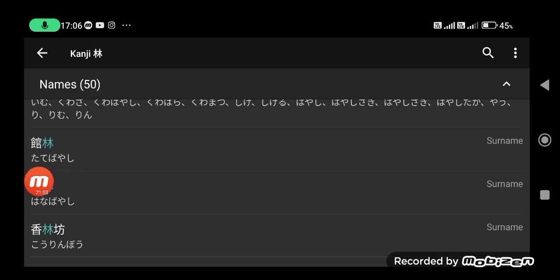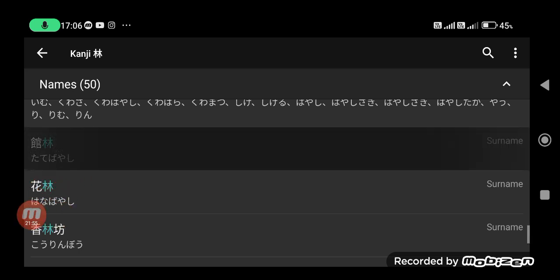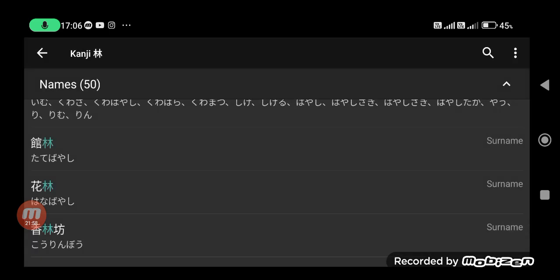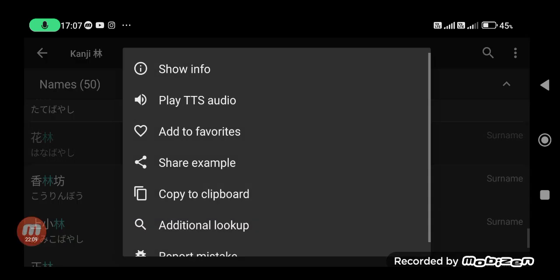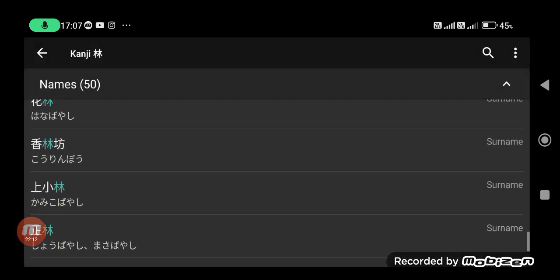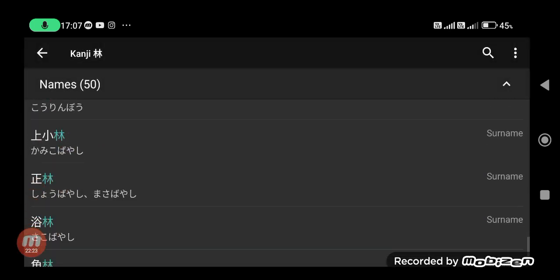And we also have other names here. Surname Tatebayashi. This name here, Hanabayashi. How about this? Korinbo. How about this? Kamikobayashi, also a surname.